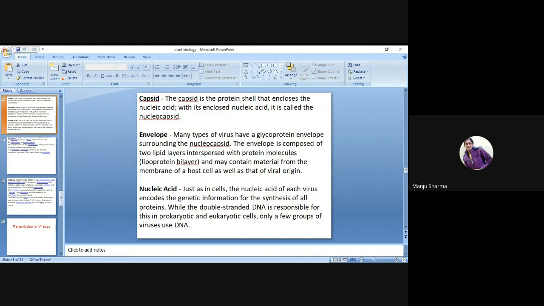Nucleic acid. Just as in cells, the nucleic acid of each virus encodes the genetic information for the synthesis of all proteins, while double-stranded DNA is responsible for this in prokaryotic and eukaryotic cells. Only a few groups of viruses use DNA. Otherwise, mostly the viruses have RNA.